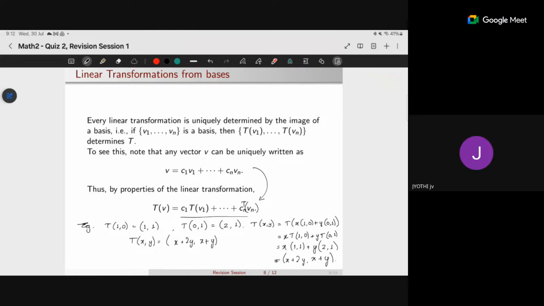Is this clear? Yes. Yes, sir. So this step to this step, in this case, it is easy.